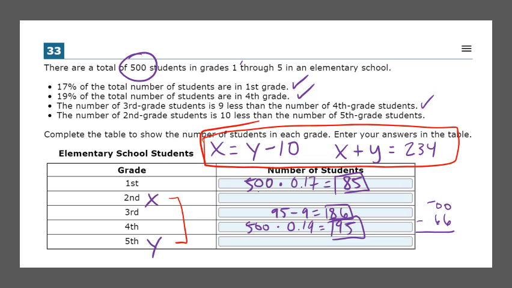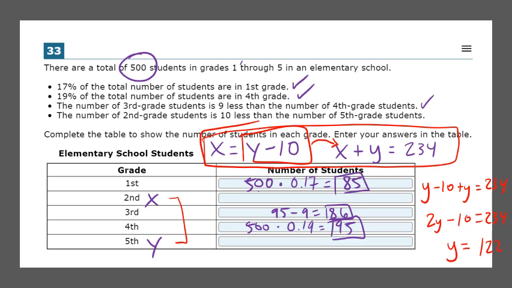So using some substitution here, I know that what I can do is plug in for the x value in my second equation. I'm going to take y minus 10 and replace it where there's an x in my second equation. So this gives me y minus 10 plus y is equal to 234. Now if I wanted to solve this, I'm going to combine the y's to 2y minus 10 is equal to 234. Again, you need to make sure that you are combining like terms and solving correctly here. But what I get is y is equal to 122.